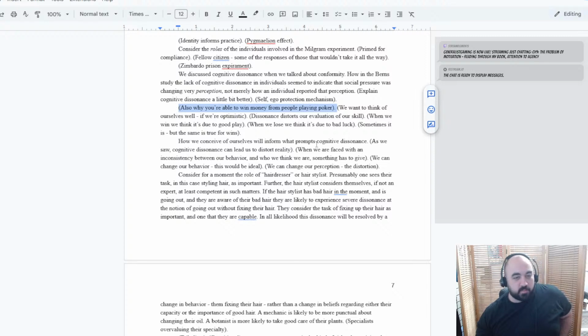I think I know the argument I'm trying to make here: cognitive dissonance is also one of the reasons why we're able to win money from people playing poker. We want to think of ourselves well if we're optimistic, and dissonance distorts our evaluation of our skill.